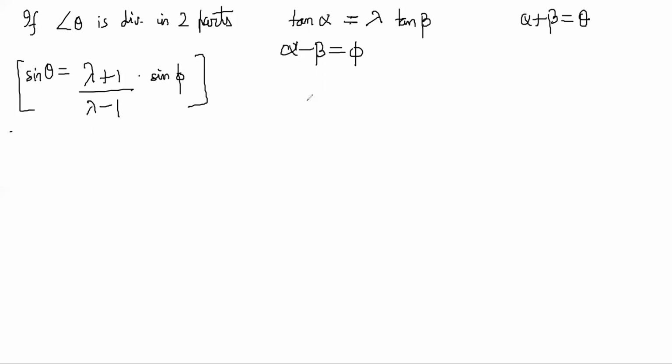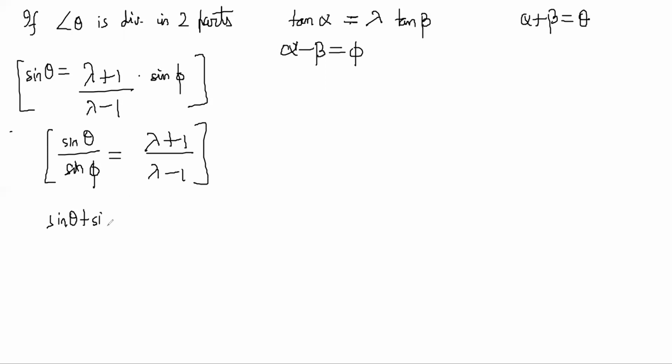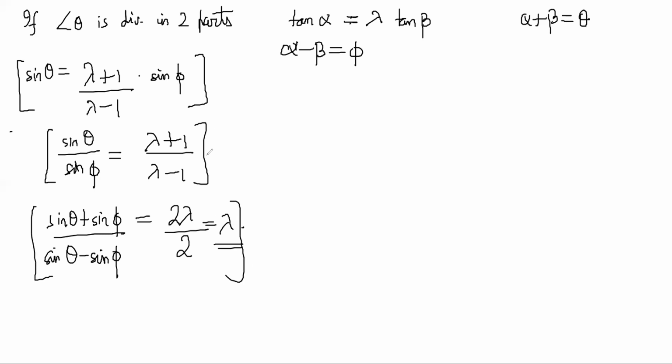Instead of proving this, I will prove that sine theta by sine phi is equal to lambda plus 1 by lambda minus 1. Instead of proving this, I can also prove this using componendo and dividendo. This is an equivalent statement, so add and subtract: 2 lambda by 2, so lambda. If we can prove this, then it is equivalent to all of this.